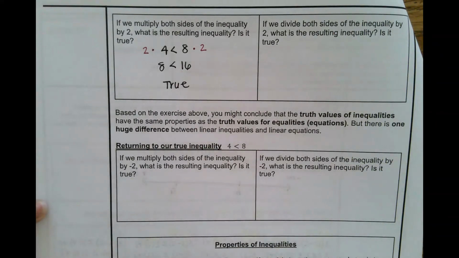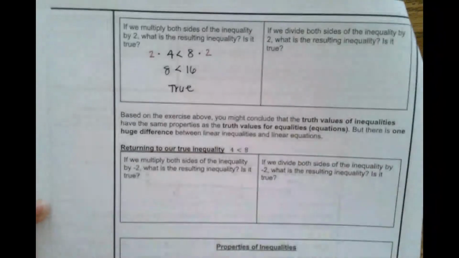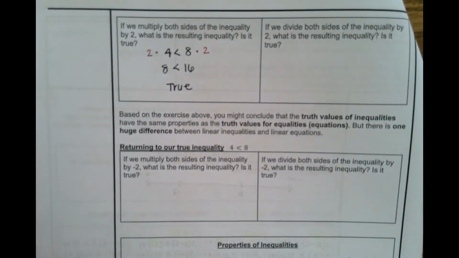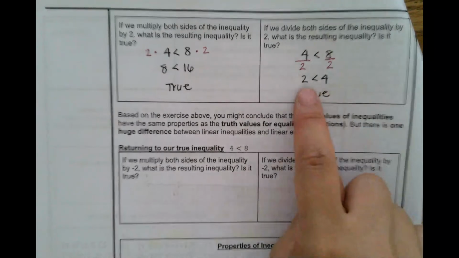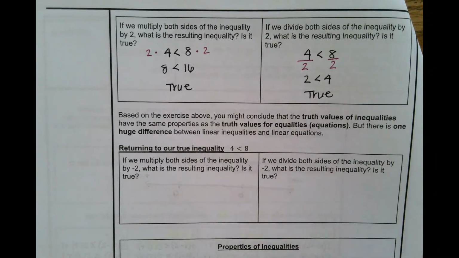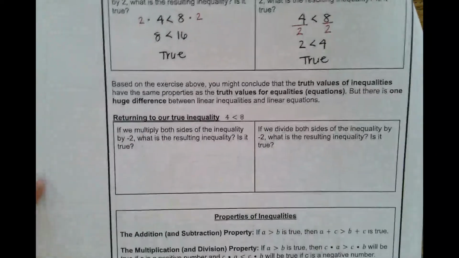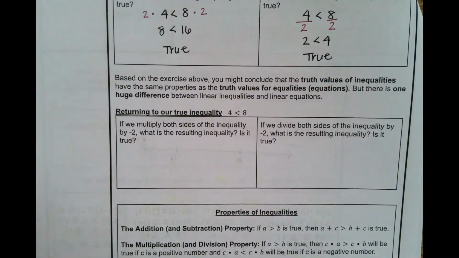Okay, so far addition, subtraction, multiplication works. Let's see if we divide both sides of the inequality by 2. What is the resulting inequality, and is it true? When we divide both sides by 2, we end up with 2 less than 4, and that is true as well. Okay, so based on what we did, whether we added, subtracted, multiplied, or divided, as long as we did it to both sides, it seems that our inequality stays true.